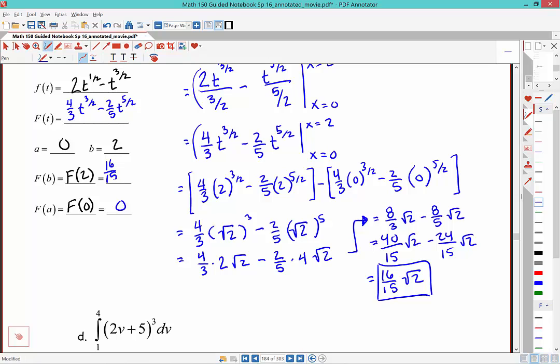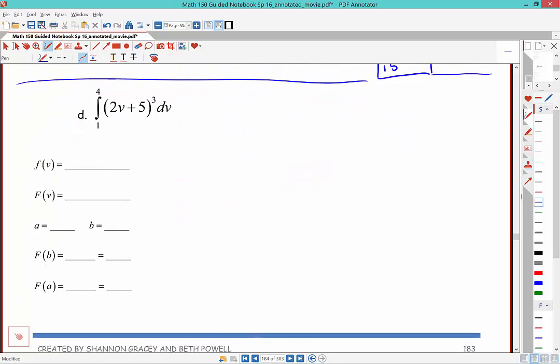What do you think we should do here? Beautiful. We need to expand this cube, right? So this is going to be equivalent to the integral from 1 to 4 of 2v cubed times 5 to the 0 plus 3 times 2v squared times 5 to the 1 plus 3 times 2v to the 1 times 5 squared, and then we'll have plus 2v to the 0 times 5 cubed. So I just use Pascal's triangle to help expand that.